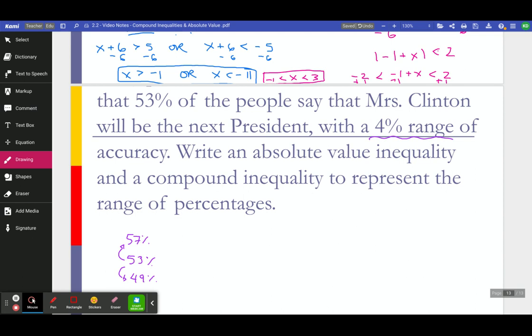So we know that 53, right, is one of these percentages. We're talking about the range that is between these numbers. So the way that we might represent that as a compound inequality is where x is less than or equal to 57, but greater than or equal to 49.